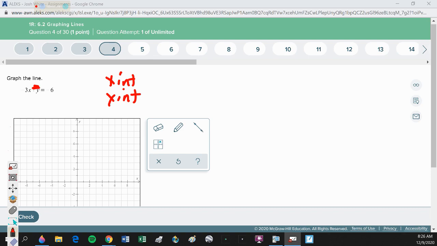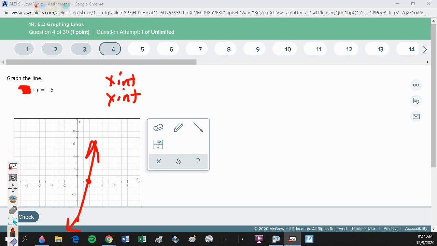You plug 0 in for y, and you get -3x = -6. So divide by -3, and I get x = 2. So that's my x-intercept. Then what? Plug 0 in for x, and y is -6, and then draw the line.